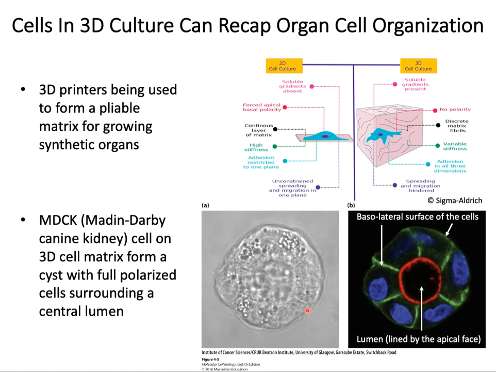The bottom panel shows a cyst of MDCK cells grown in this 3D cell matrix. The left side shows an unstained bright field microscopic image of the cyst that is not providing much information. But on the right-hand side is an image from fluorescent microscopy. The cells have been stained with a red dye or fluorophore, which will only bind to a protein found on the apical surface of the cell. So you can see the apical surface is stained red, facing the hollow or the lumen of the structure.